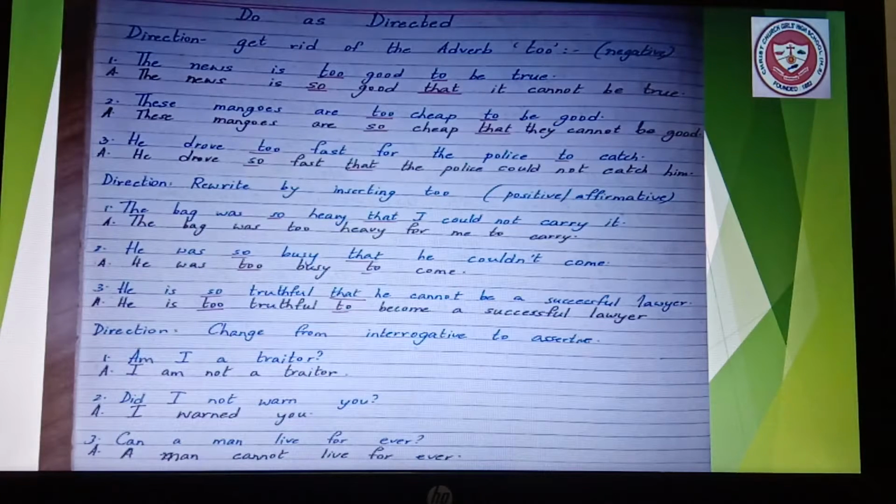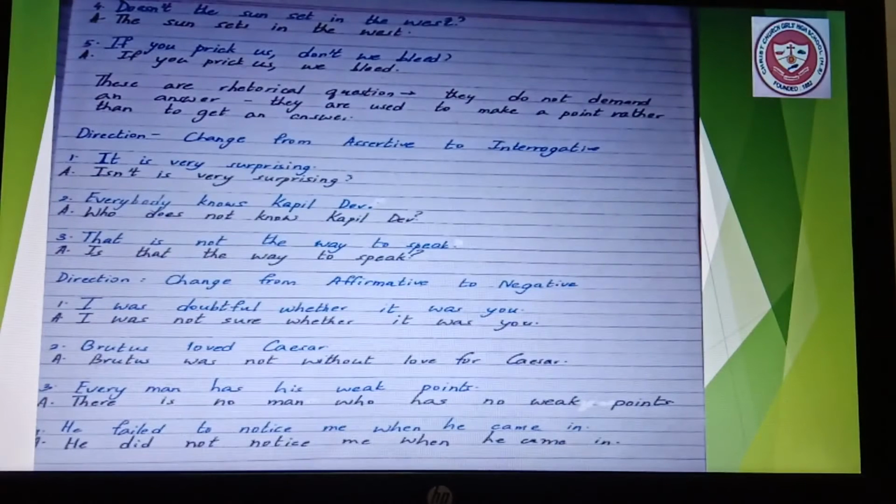Did I not warn you? That means, I warned you. Can a man live forever? Answer is, a man cannot live forever. So what kind of sentences these are, you have to understand. Doesn't the sun set in the west? Here the sentence in the interrogative portion, you see, doesn't. That's a negative interrogative. So when I'm changing form, the sun sets in the west.